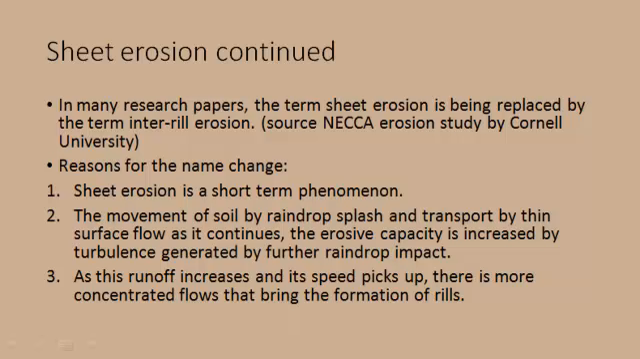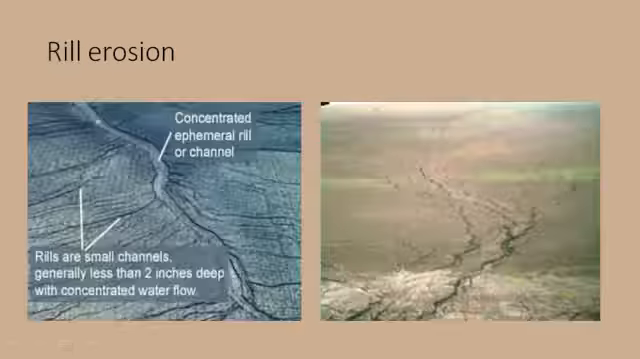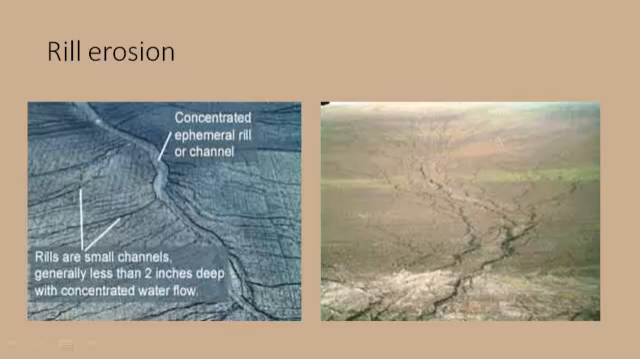And as we've got the movement of soil by raindrop splash and transport by this thin surface flow, as it continues, the erosive capacity is increased by turbulence generated by further raindrop impact. And as this runoff increases and it picks up speed, it starts to cut differentially, and that brings us the formation of rills. Rills that can be just an inch or two deep, or these larger concentrated rills that can be up to a foot in depth.